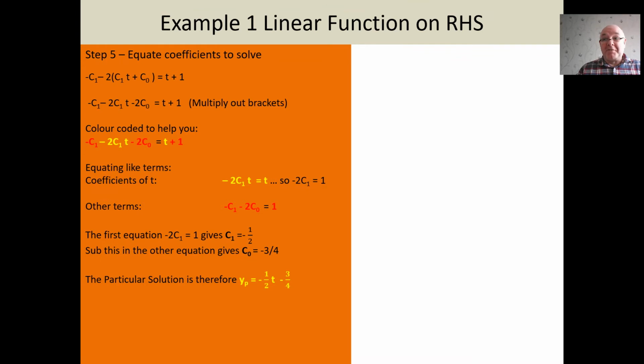Loads and loads of juicy marks. Then the full general solution, we have to put that together. So the full general solution is y equals ae to the t plus be to the negative t. Remember, that came from the homogeneous part, that's the complementary function. And then the next bit is the particular integral, minus a half t minus 3/4. That's the general solution. It's called general because it's still got a and b in it. And that's it. That's how we do it.